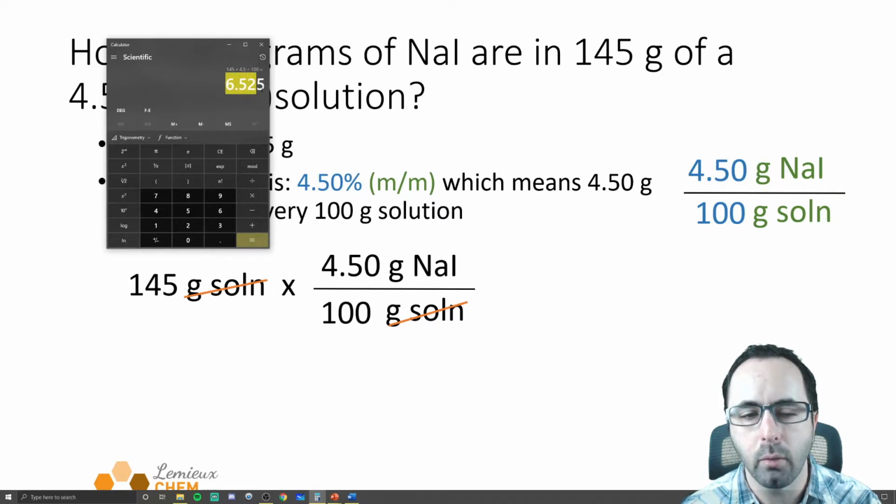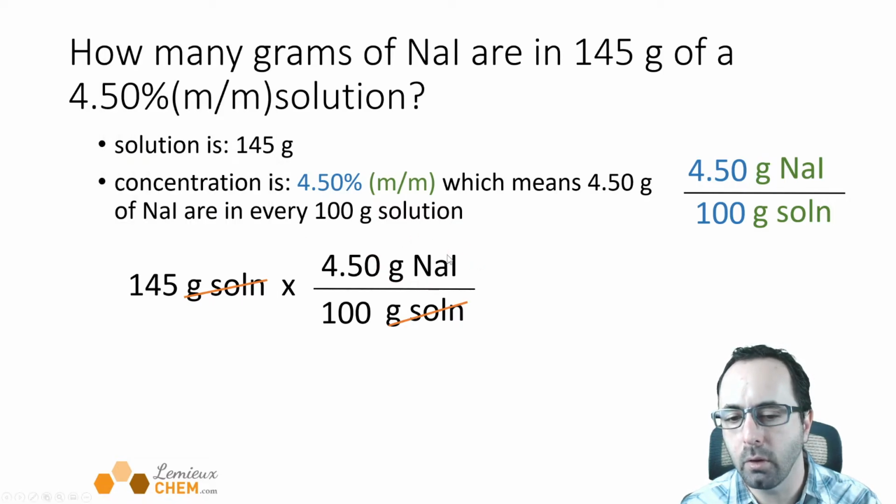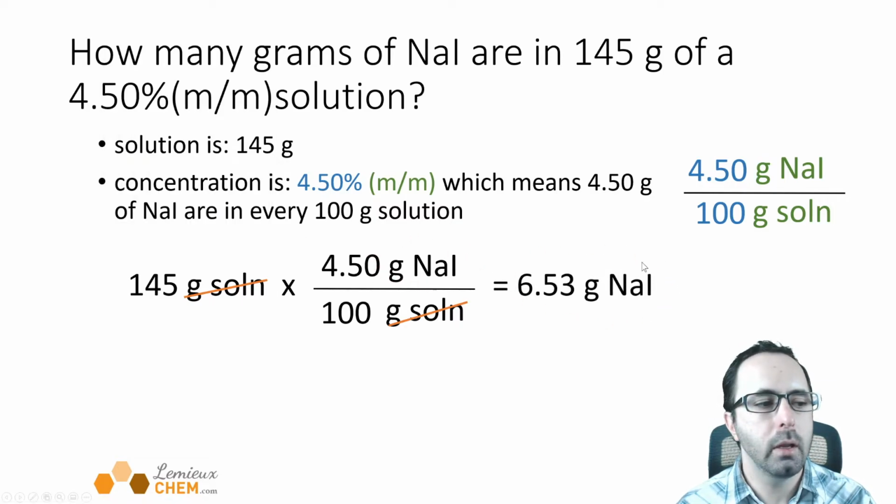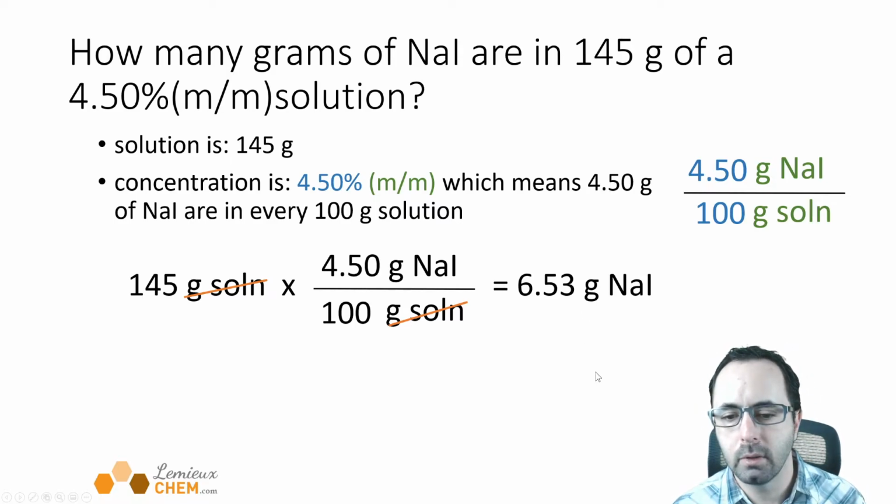Since this is a 5, we're going to round up. And so it will be 6.53, and our unit is grams of sodium iodide. 6.53 grams of sodium iodide.